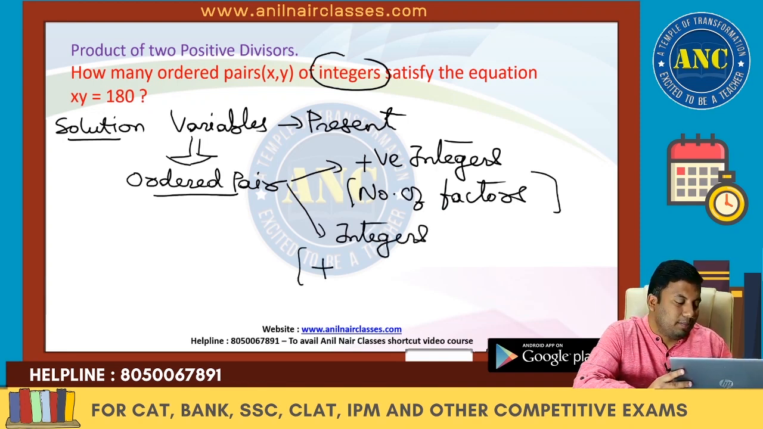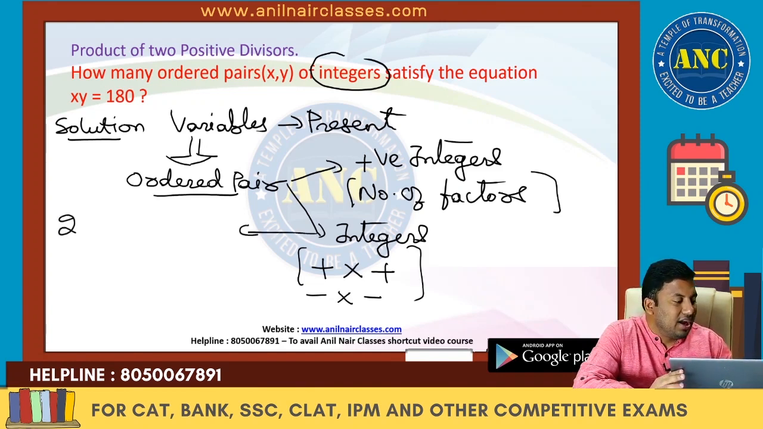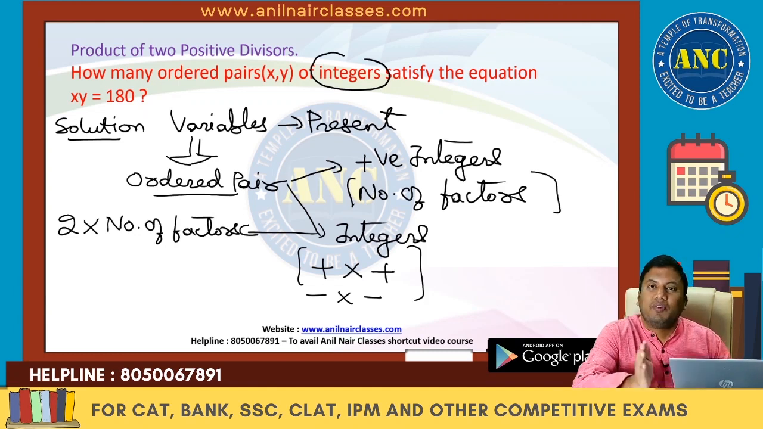Integers means positive into positive, positive. Negative into negative is also positive. That means if it is an integer, I will get 2 times the number of factors. I hope it is clear. Why? Positive into positive is one case, negative into negative is also another case.